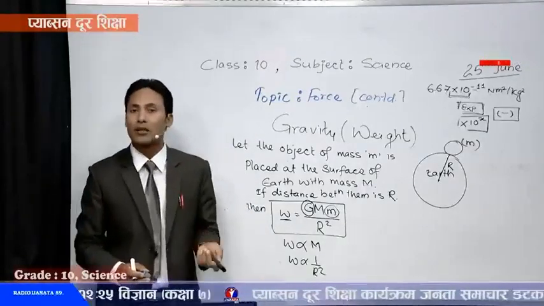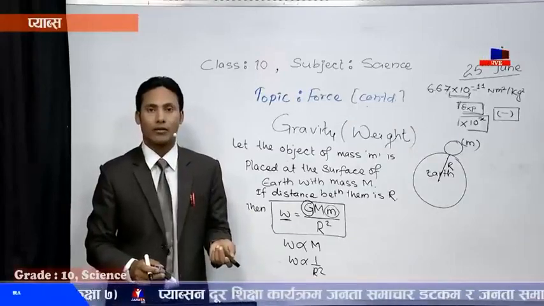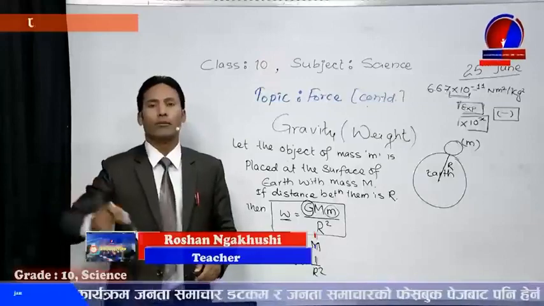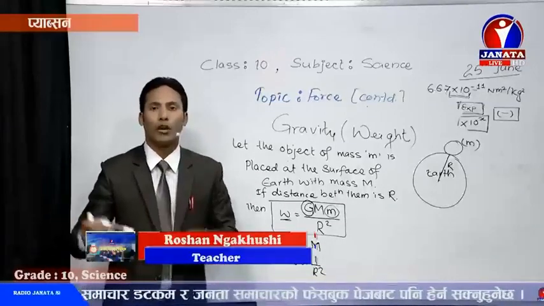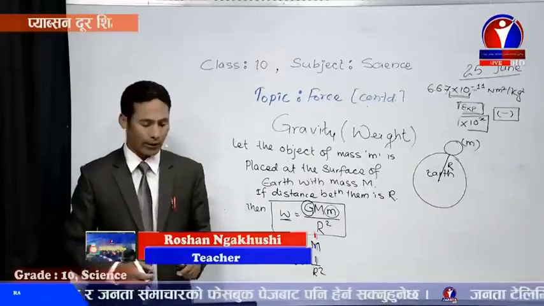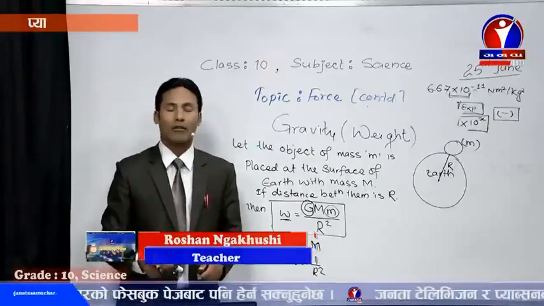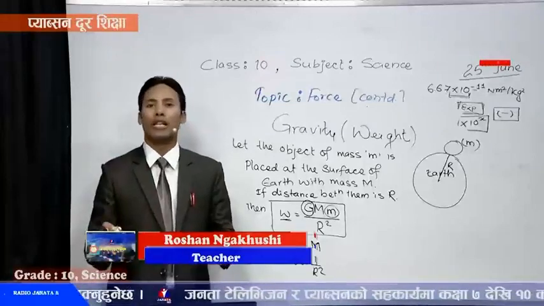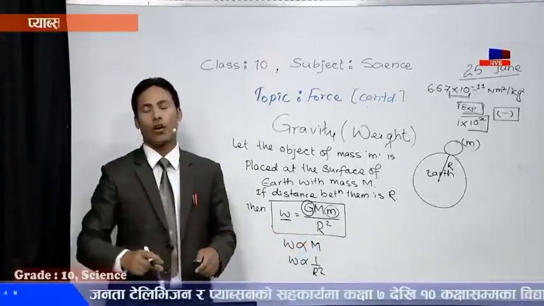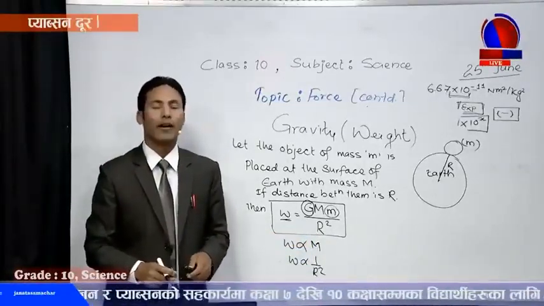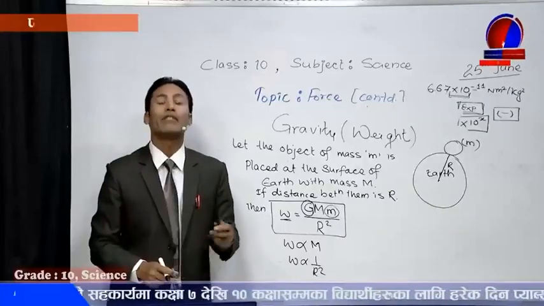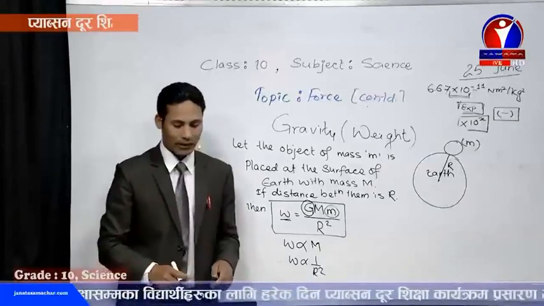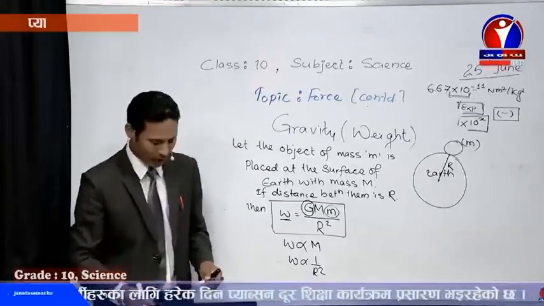Similarly, tides occur in the ocean. That is also due to the gravity of the moon, right? Similarly, water flows from the top to the bottom, from a higher altitude to a lower altitude. That is also due to gravity, right? And whenever we throw any object directly upward, the object falls towards the center of the earth. That is also due to gravity. So these are some effects of gravity in our daily life.